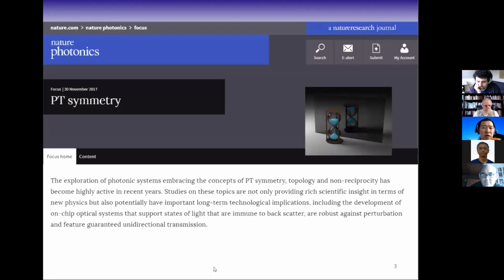Since I'm going to talk about the photonic realizations of this new symmetry, I would like to remind you, or if you haven't seen this before, that in Nature Photonics, there was a special issue devoted to PT symmetry.